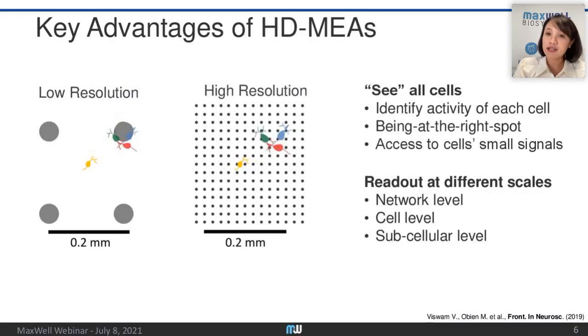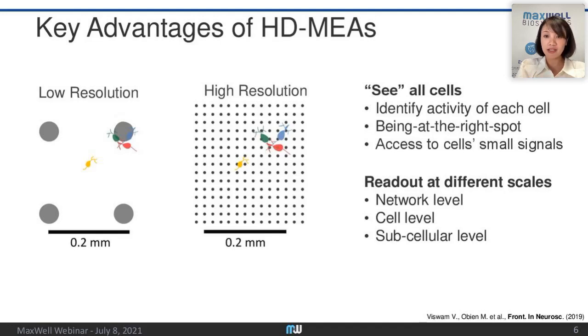So what are the key advantages of high-density microelectrode arrays? So the lower resolution MEAs are very well used in the industry, in academia as well. But here, you're getting mostly the average signal of your sample. So in this figure here, you will not be able to very quickly understand whether you're recording from 1 neuron or 3 neurons or 5 neurons. There are also chances wherein you might miss some of the neurons in between the electrodes. While for high resolution, which is what we have for our technology, there's always an electrode at the right spot to capture the activity of every cell that is in the sample.